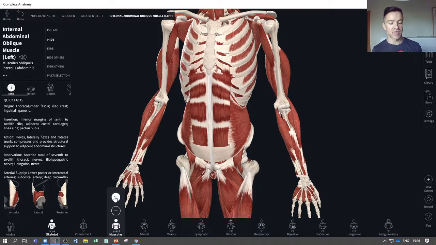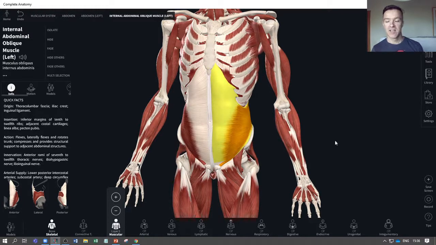We've got our rectus abdominis and our internal obliques, so they are involved in a similar set of movements there. Again, if you do a crunch with a twist perhaps, or a Russian twist, that might help to emphasize the work of your internal obliques.